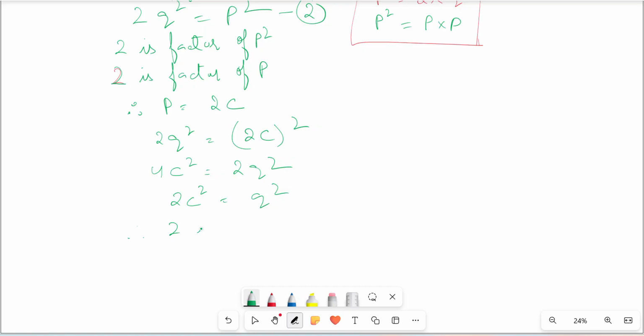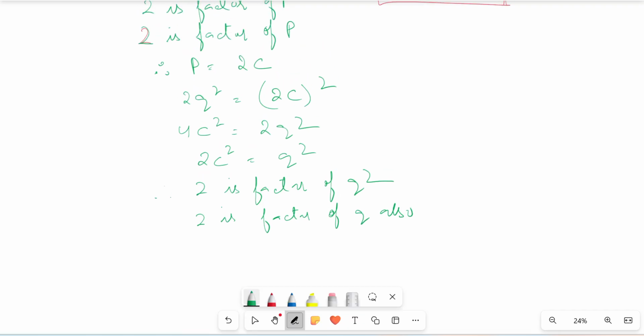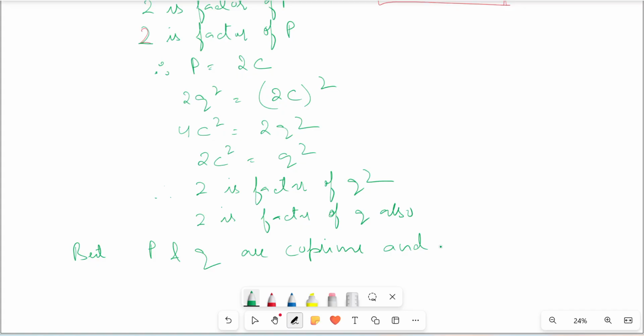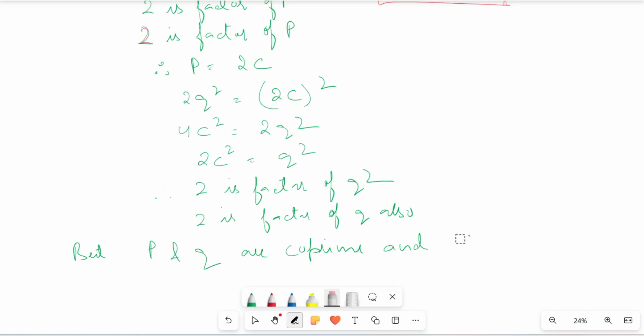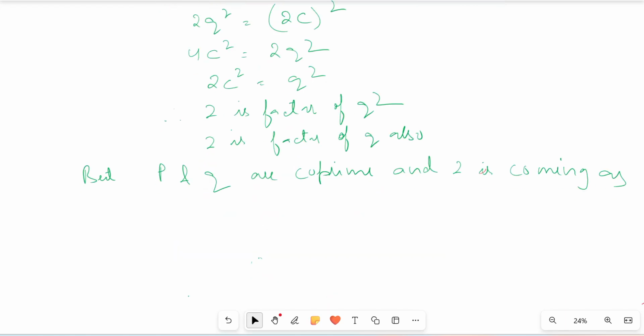With the same logic, 2 is a factor of q square and 2 is a factor of q also. But it is a contradiction. Contradiction to what? We assumed p and q are co-prime. And here 2 is coming as a common factor, right? 2 is coming as a common factor.